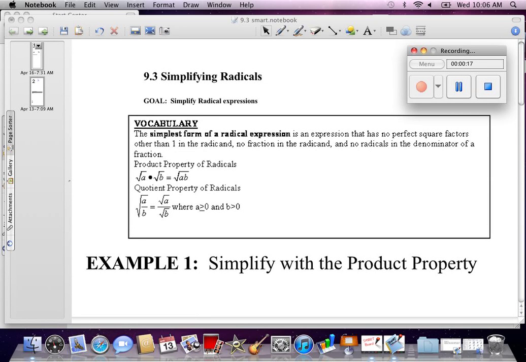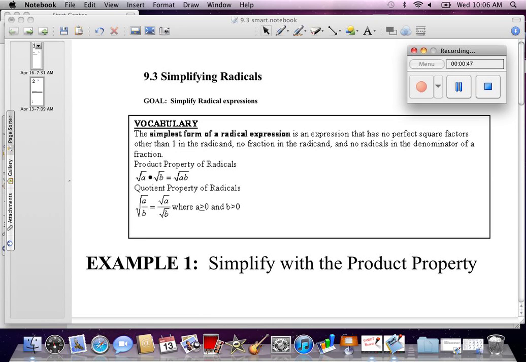The simplest form of a radical expression is an expression that has no perfect square factors other than one inside the radicand, no fraction in the radicand, and no radicals in the denominator of the fraction. Product property of radicals: the square root of a times the square root of b equals the square root of ab. Quotient property of radicals: the square root of a over b equals the square root of a over the square root of b, where a is greater than or equal to 0 and b is greater than 0.